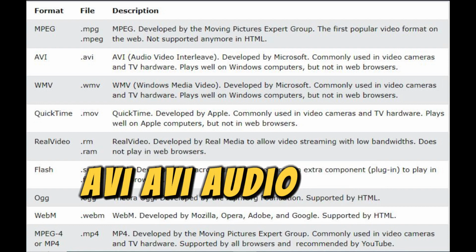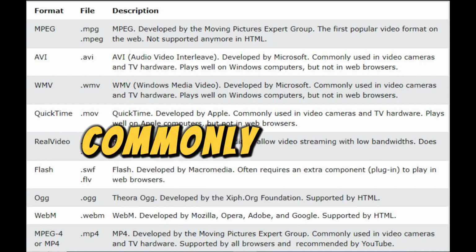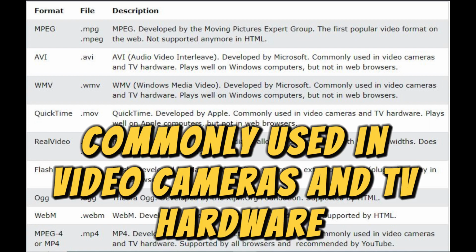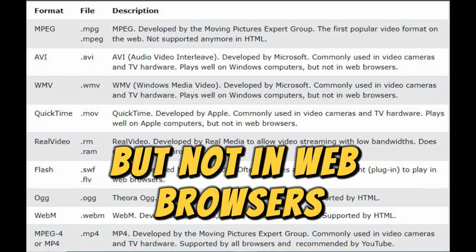AVI. AVI, Audio-Video Interleave. Developed by Microsoft. Commonly used in video cameras and TV hardware. Plays well on Windows computers, but not in web browsers.